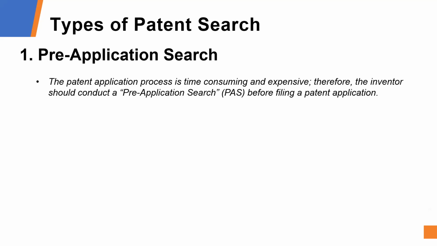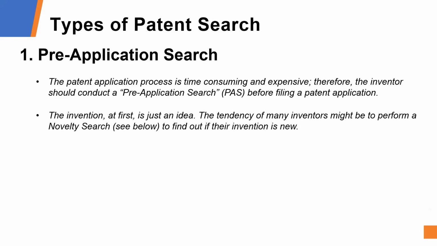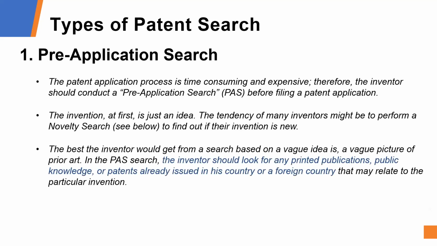So for pre-application search, the patent application process is time-consuming and expensive. Therefore, the inventor should conduct a pre-application search before filing a patent application. The invention at first is just an idea, of course. Then the tendency of many inventors might be to immediately perform a novelty search to determine if their invention is novel or not. So the best an inventor could do would be to search based on a vague idea, a vague picture of prior art.